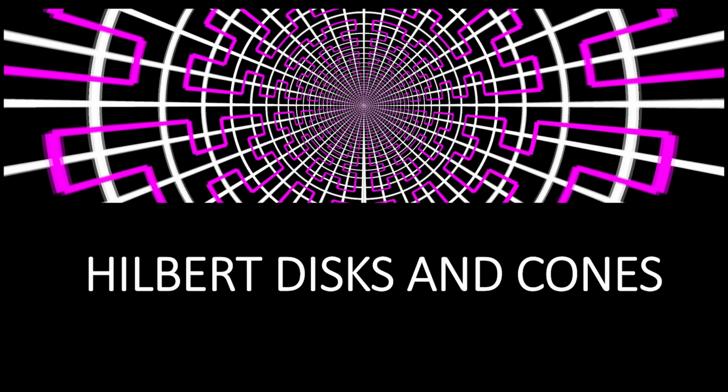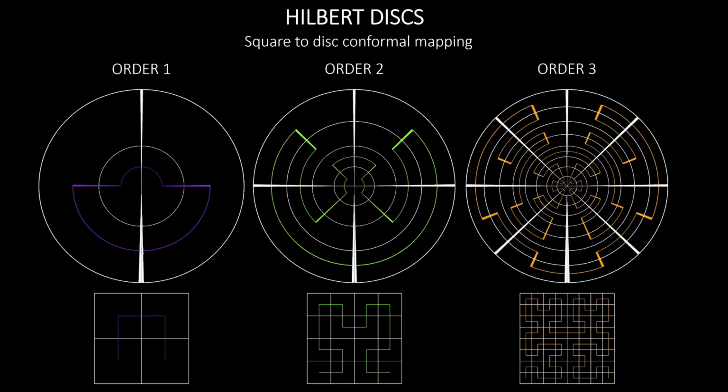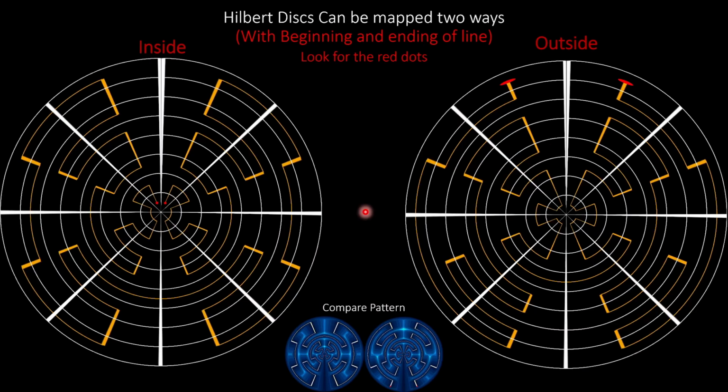Emptiness is limitless potential. Here we have orders 1, 2, and 3 Hilbert curves mapped to a disk with the beginning and end meeting so that the Hilbert curve loops back onto itself. There are two ways to map a Hilbert curve to a disk. You can map it so that the beginning and end meet towards the inside, or that the beginning and end meet towards the outside. Below is a comparison of both diagrams.